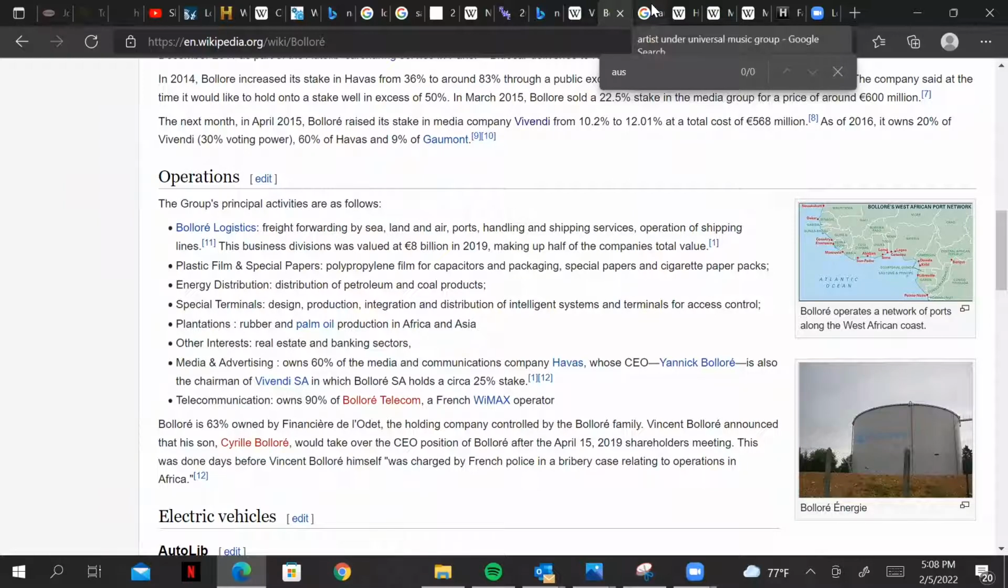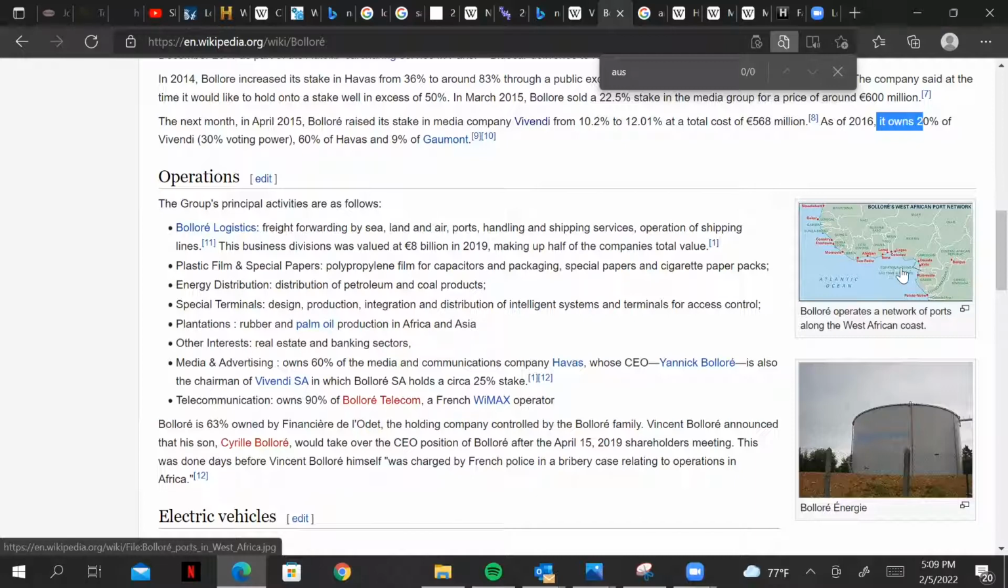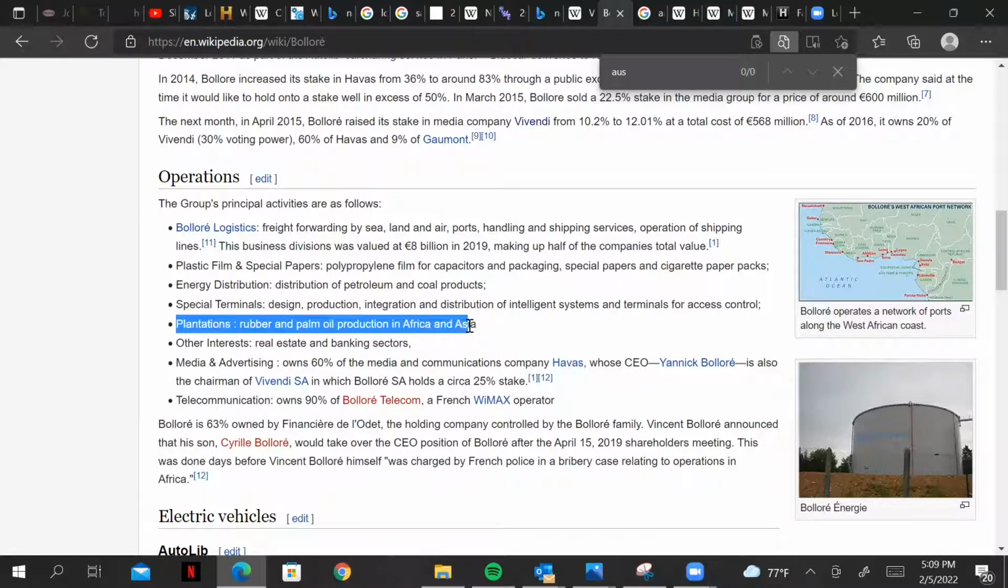And Universal Music Group is also owned at the tune of 30% of voting power and 20% by the Boyer, probably butchering that family name in France. And they also own these pivotal West African coastal possessions. As you can see, Lagos, they operate a port there, and Dakar, and many pivotal ports on the West African coast there. And they still operate plantations with rubber and palm oil production in Africa and in Asia, and they have a very diverse portfolio in that separate holding company.